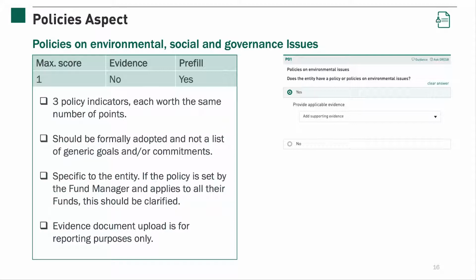If the policy is set at the group and/or manager level, then reference must be provided to verify applicability to the reporting entity. Note that this indicator is not subject to manual or automatic validation. The next two indicators in the policies aspect apply the exact same approach, but cover social and governance policies.